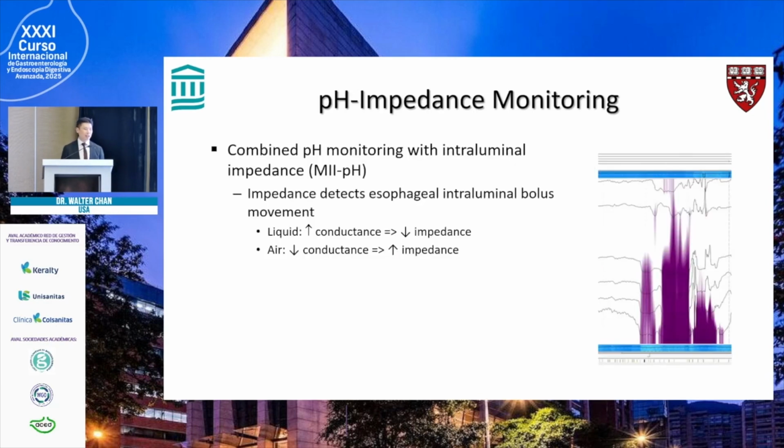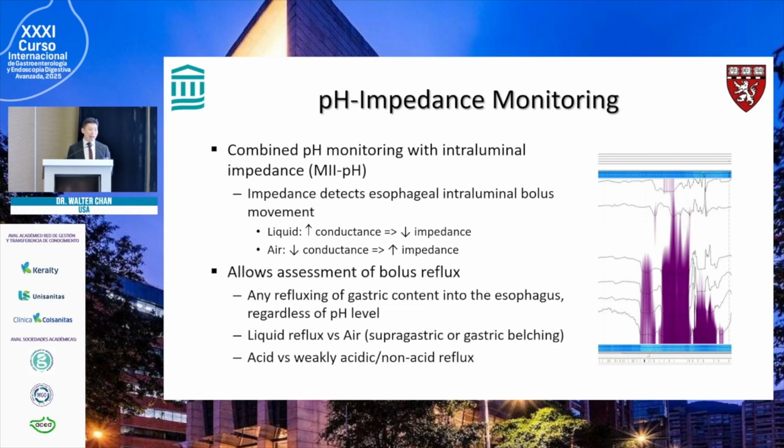With pH impedance, Dr. Gorali talked a little bit about what impedance actually is. It's a measurement of electrical resistance. Liquid, which has high conductance, tends to have a low resistance to electrical current, so it will have a lower impedance compared to air, which has a higher impedance. So whenever you see a drop in impedance on the monitor, there might be liquid passing by. When liquid comes up the esophagus, you see a drop in impedance marching from the bottom of the esophagus to the top. You can then classify these as weakly acidic, non-acidic, or acidic reflux episodes.